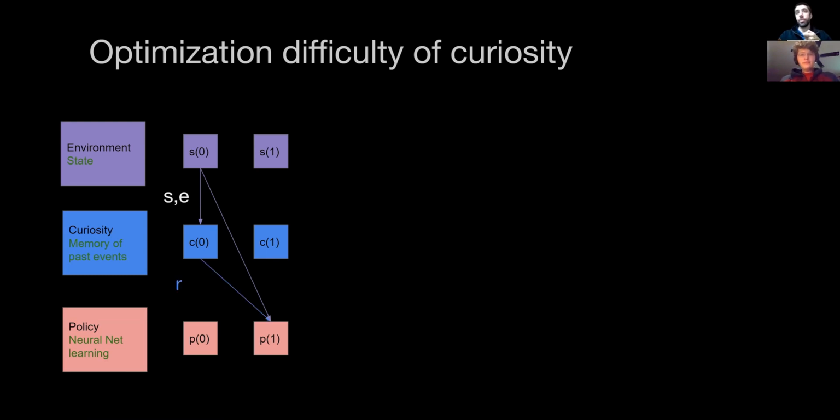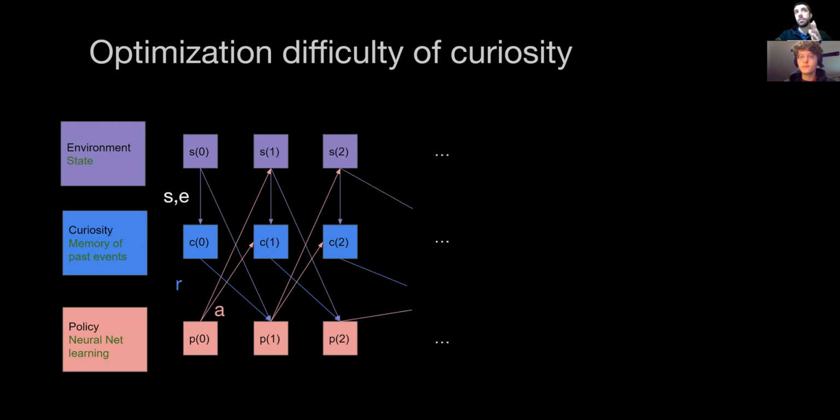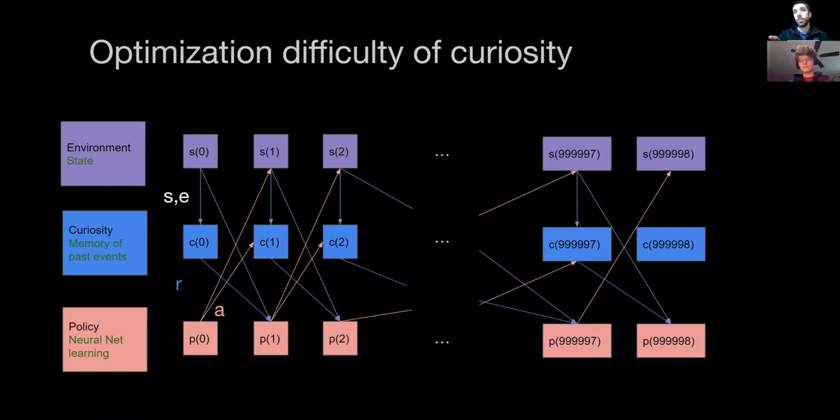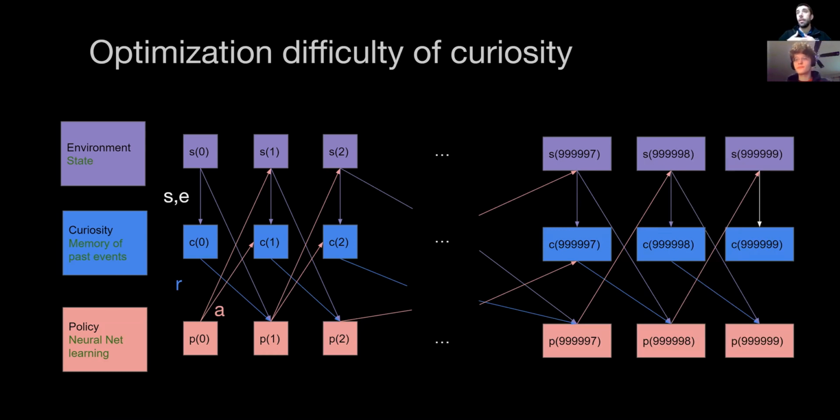Then the curiosity module gives rewards to the policy, and then the policy in turn affects the state of the environment and the curiosity module by giving them actions. This not only runs for a few time steps, it actually runs maybe for a whole lifetime of the agent. And notice that if we want exploration to be useful, usually exploration needs to last for a long time for it to pay off. So in general, it's going to be thousands of time steps, hundreds of thousands of time steps, even a million time steps.